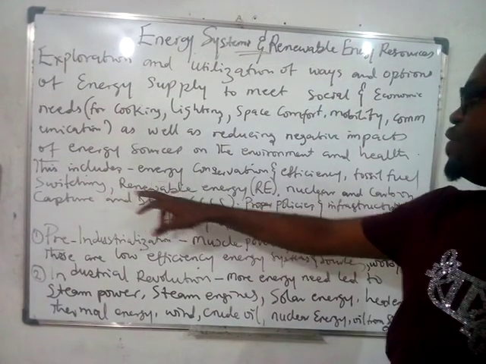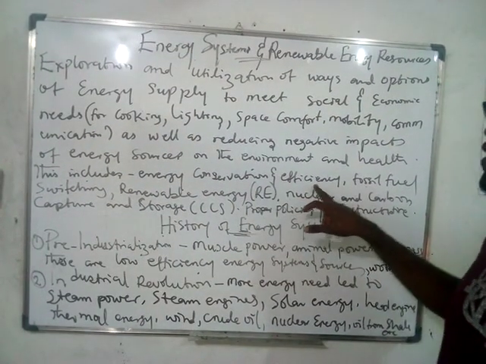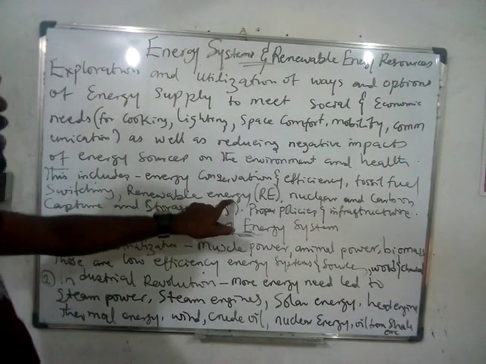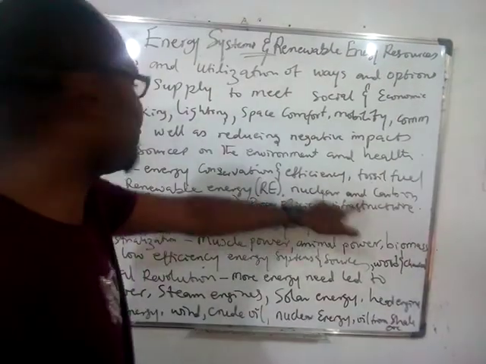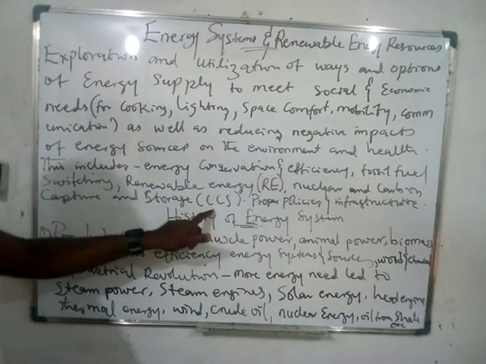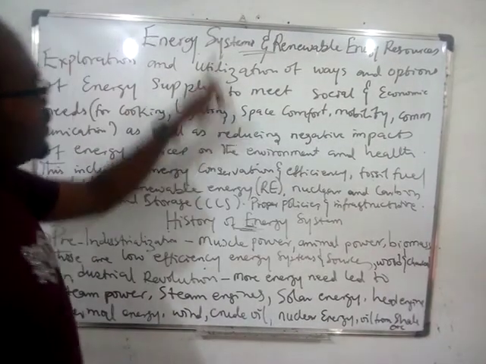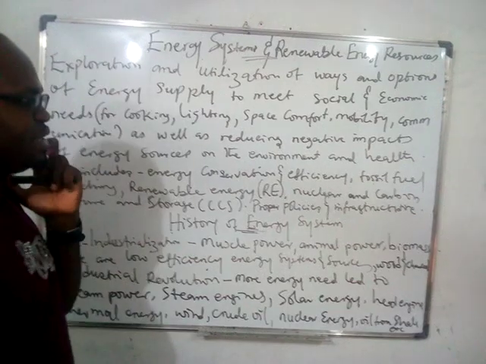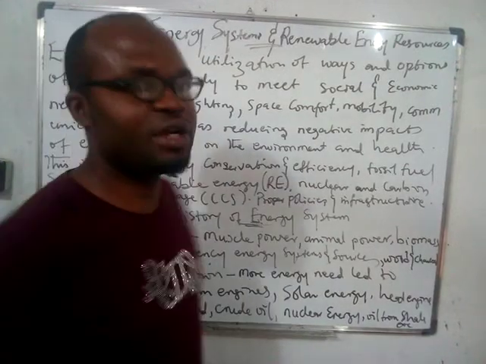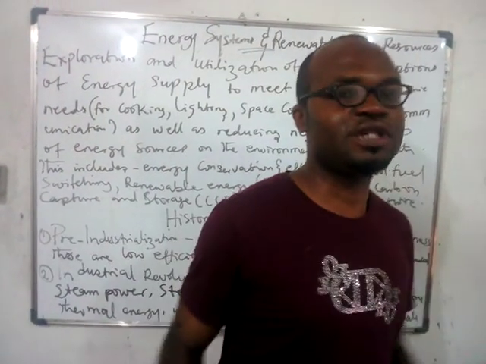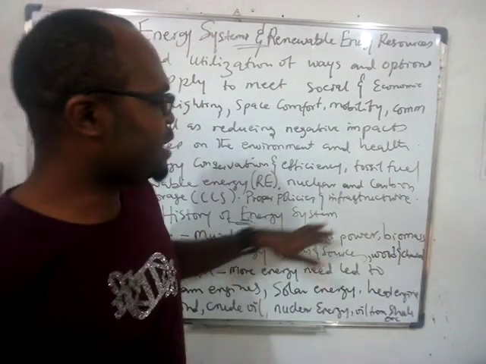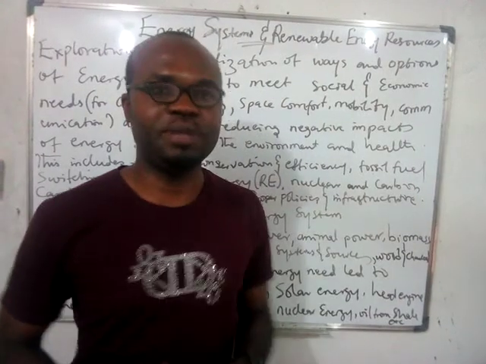This energy system includes energy conservation and efficiency, fossil fuel switching, renewable energy, very important, nuclear, and carbon capture and storage. And for us to be able to achieve this energy system in a proper way, in order to save our environment and our health, we need proper policies from the government. The government and other institutions have to be up and doing in bringing up proper policies that will help us. And another thing, we need the right infrastructures in place.